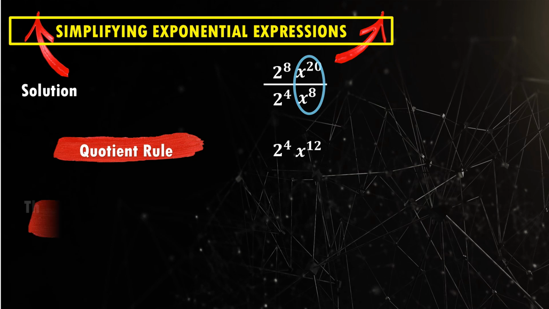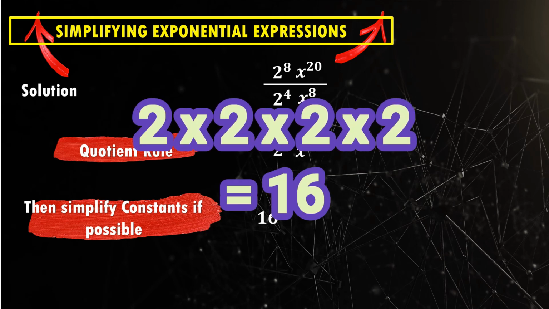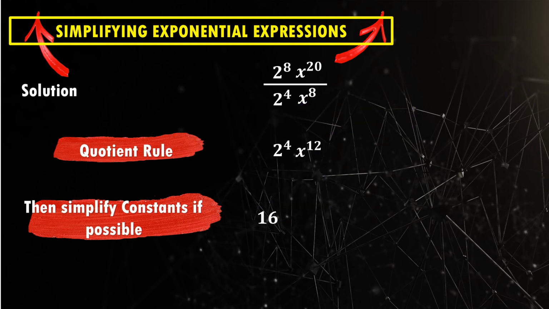Then, simplify constants if possible. So, paano ba natin siya i-simplify? Si 2 raised to 4, i-simplify natin siya. Okay? So, we have 16. So, 2 times 2 times 2 times 2. 4 na beses natin siyang i-multiply. So, we have 2 times 2, 4 times 2, 8 times 2, 16. And then, x raised to 12. So, meron na tayong final answer, 16x raised to 12.